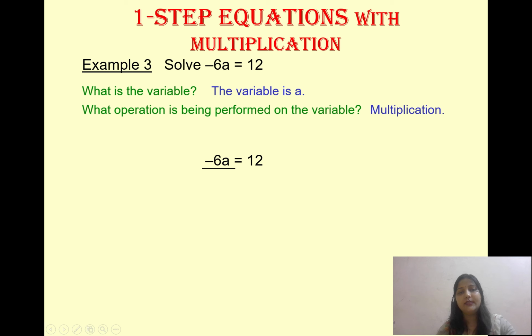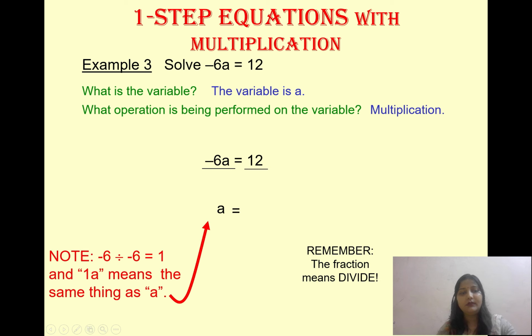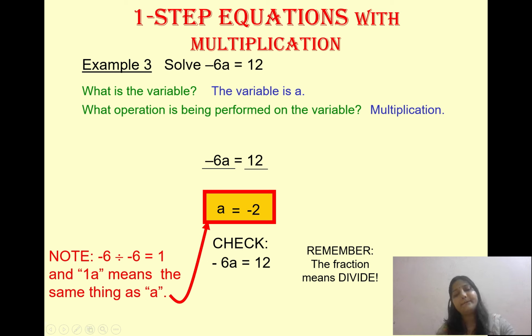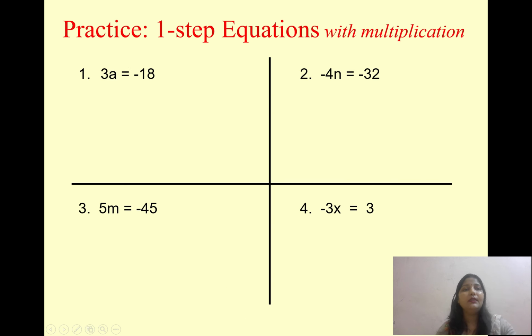Here you can see, A equal to -2. To check your answer, you need to put the value of A in the given equation. If both sides are equal, your answer is correct. Is it clear? Next, 3 equal to -18. How will you solve? Tell me your answer fast.